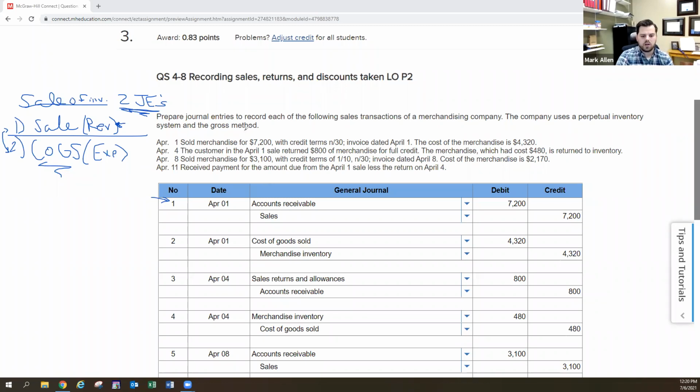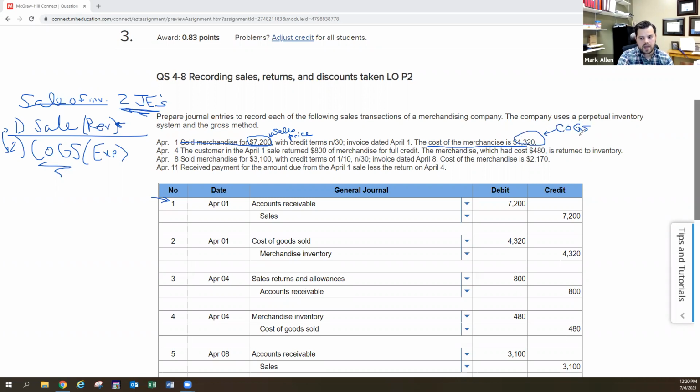So the way this works is we need to parse the information very carefully. We sold this for $7,200, indicating that is the amount that this was actually sold for, or what we call the sales price. So this is my sales price. Then we see the cost of the merchandise is $4,320. This is my cost of goods sold.